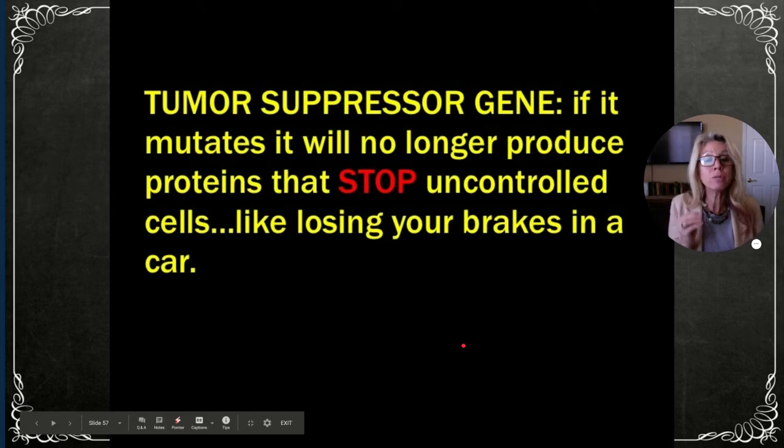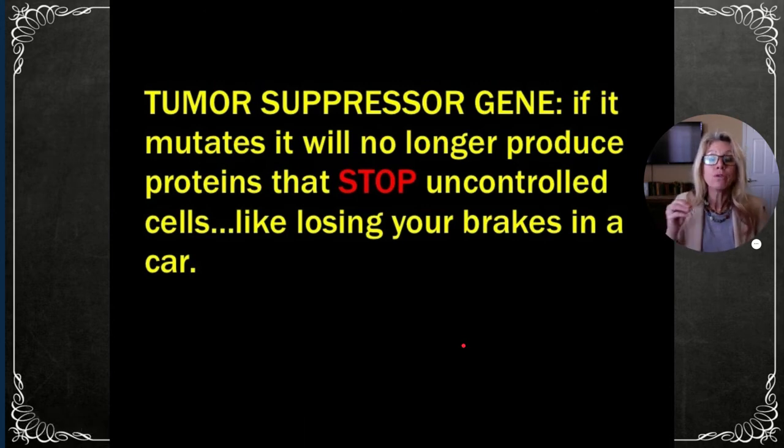Okay, you have a tumor suppressor gene that codes for proteins to stop the cell cycle, try to fix it. If you can't fix or repair what's gone wrong in your DNA, then commit apoptosis. These are your brakes on your car. These code for proteins that inhibit the cell cycle and promote apoptosis.